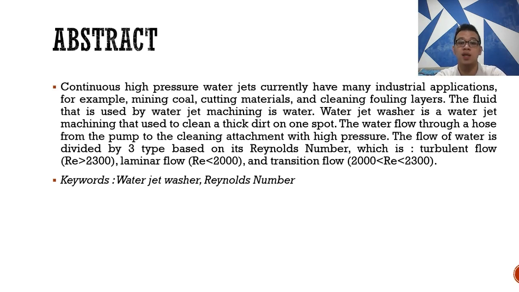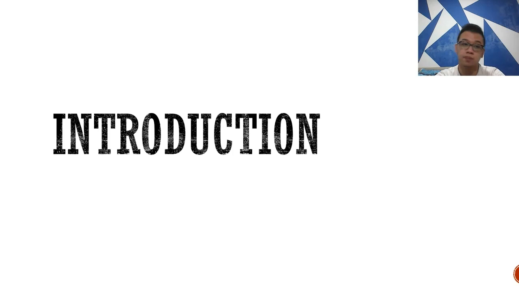The flow of water is divided into three types based on its Reynolds number, which are turbulent flow, laminar flow, and transition flow. Turbulent flow has a Reynolds number more than 2300, laminar flow has a Reynolds number less than 2000, and transition flow has a Reynolds number between 2000 and 2300. So the keywords for this final project are water jet washer and Reynolds number.